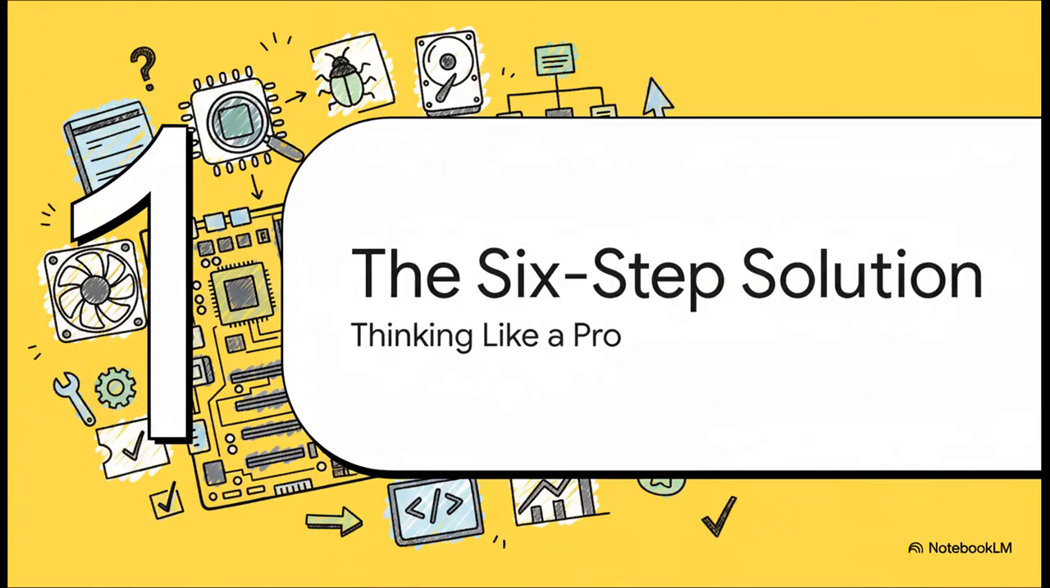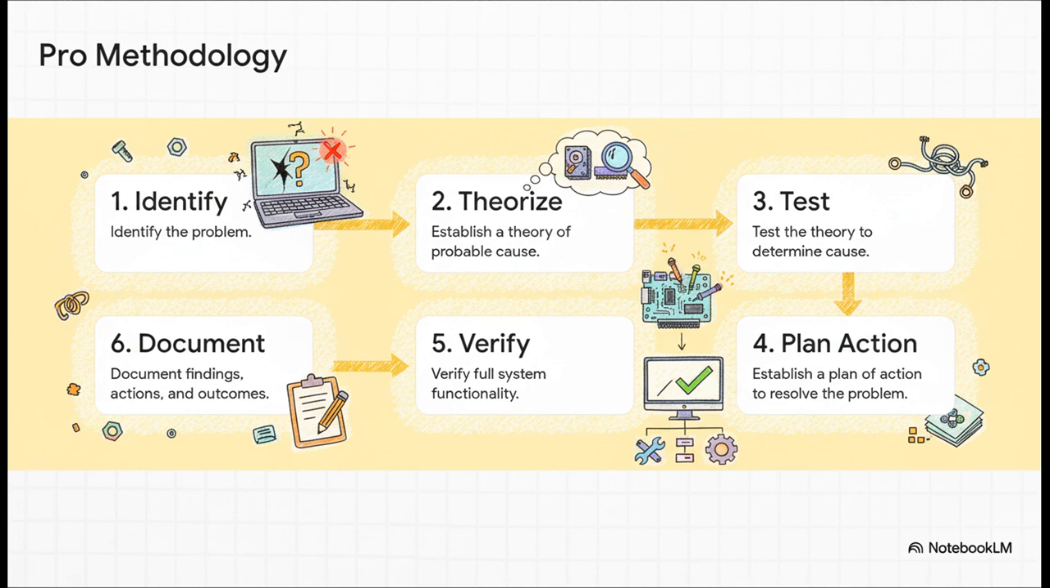So what is this secret weapon that the pros use? Well, it's a framework, a 6-step solution that you can apply to pretty much any computer problem, from a tiny little glitch to a total system meltdown. This is the roadmap. These 6 steps guide you from that "I have absolutely no idea what's wrong" feeling to "aha, I know what it is and here's how to fix it." It's all about being systematic. So let's apply this logic to our dead computer scenario.